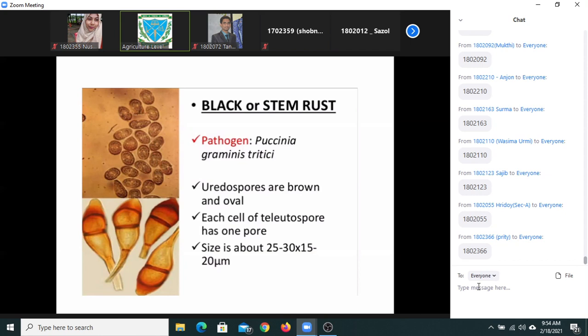The infective spore is the urediniospore. Always keep in mind. The urediniospore is very important for secondary infection and initial infection. So what are the functions of teliospore? As teliospores, they survive on the volunteer plants.